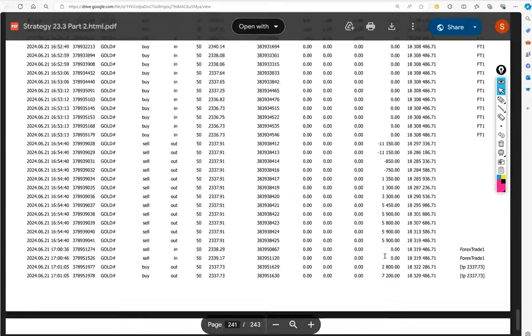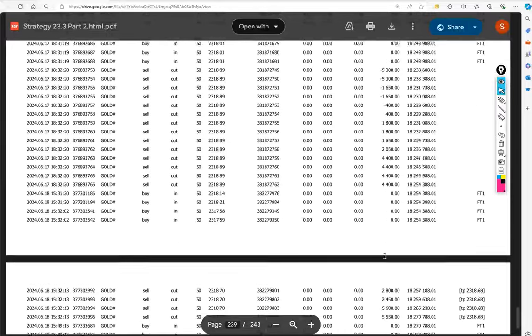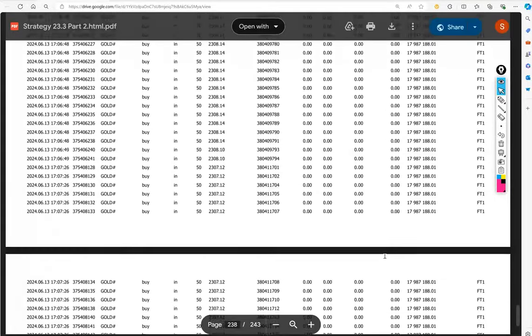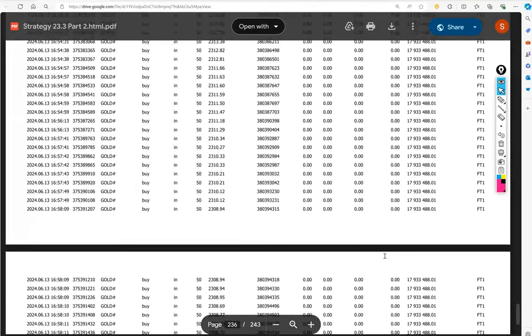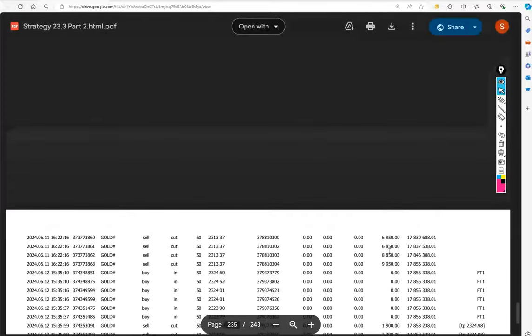So this complete statement will be provided. More than 200 pages of statement is there from the beginning, from the initial date we started in March. We can verify the complete history.